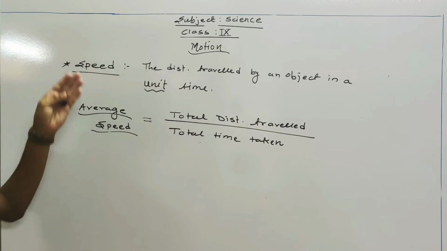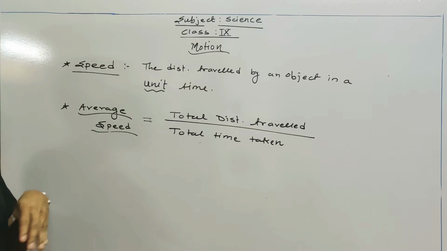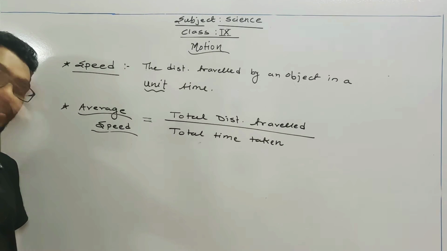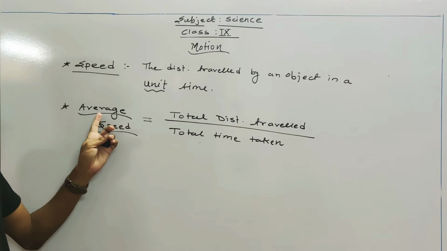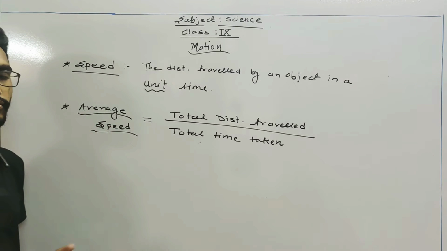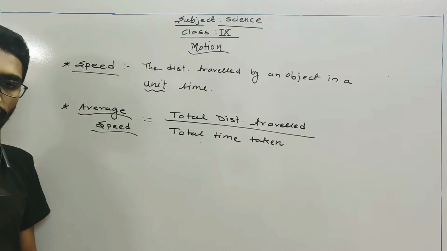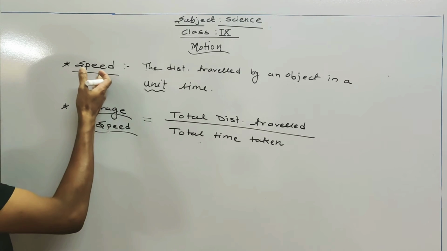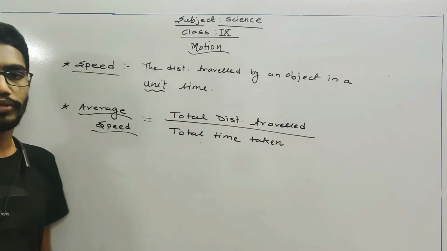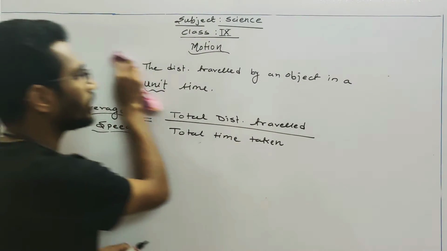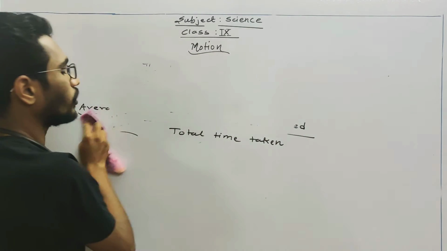So this is about your speed and average speed. If it is constant, use the term speed. If it varies and at the last we get the answer, then consider it as average speed: total distance traveled by total time taken. समझ में आ रहा है? So this is about the next quantity, speed and average speed. Okay. Now moving towards the next quantity.